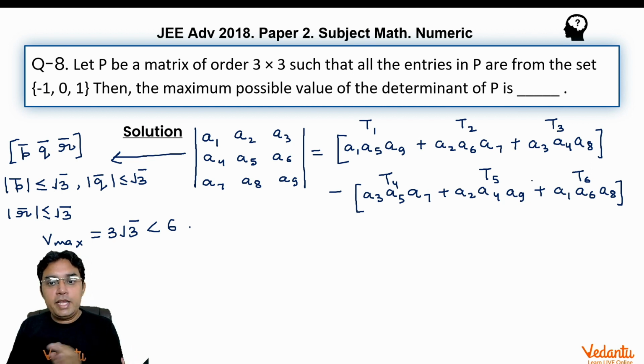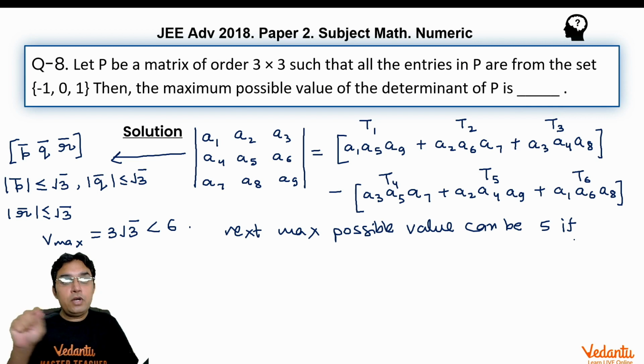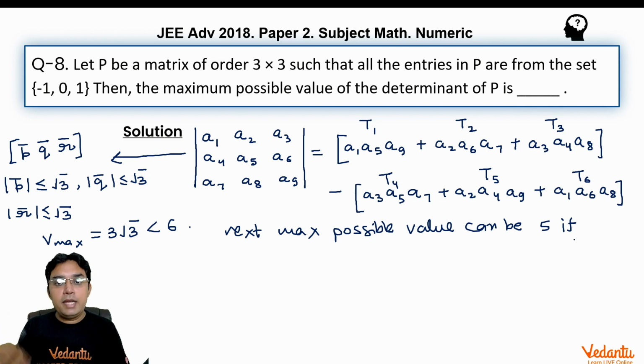Now, because all T1, T2, T3 up to T6 can take integral values only, and we have ruled out 6 as not possible, my next maximum possible value can be 5. So the next maximum possible value can be 5 if one of T1 to T6 is 0 and the others are taking 1 or minus 1, so as to give us 5.